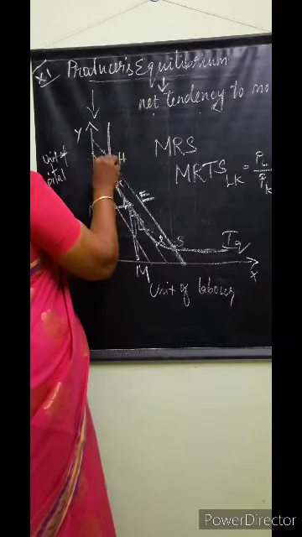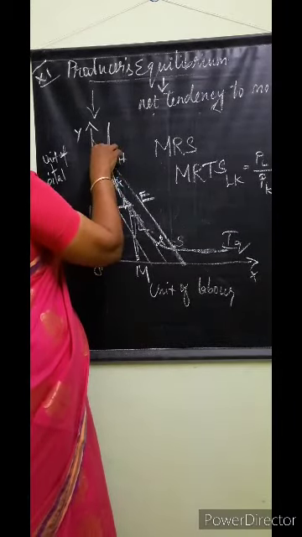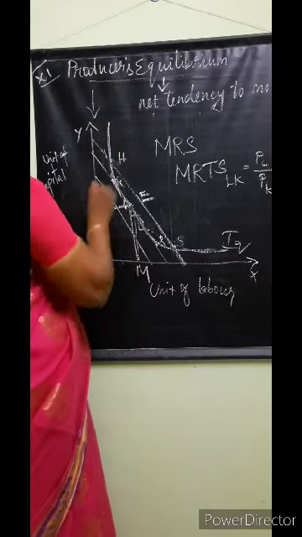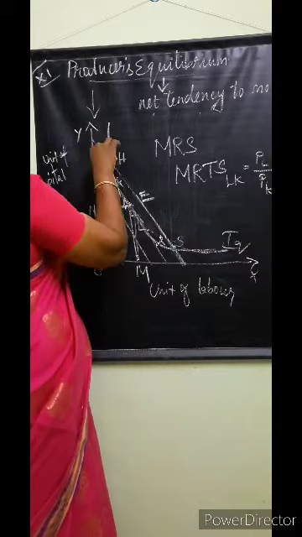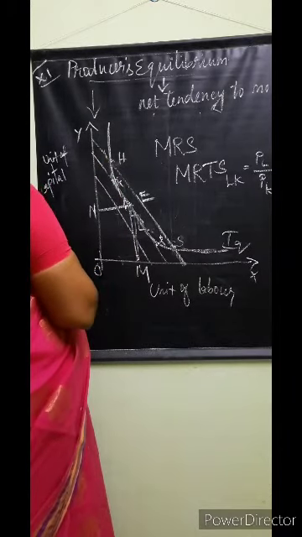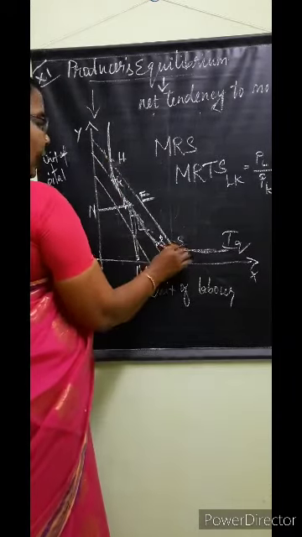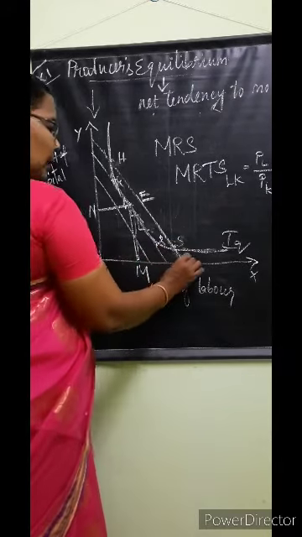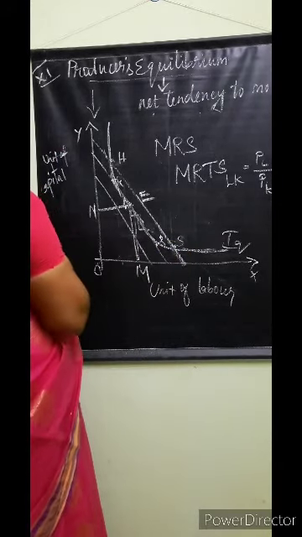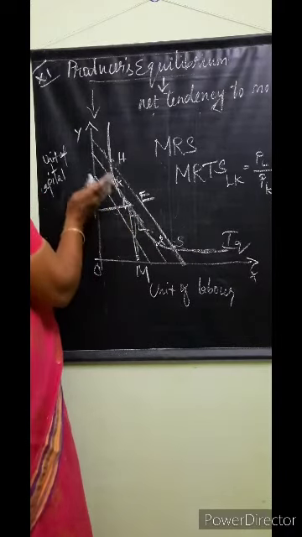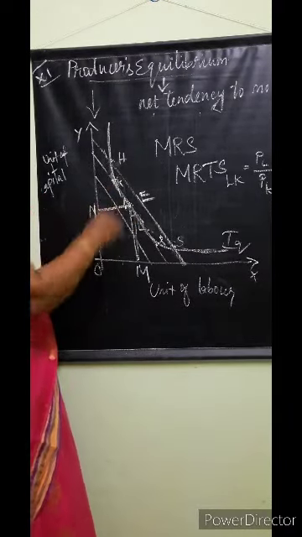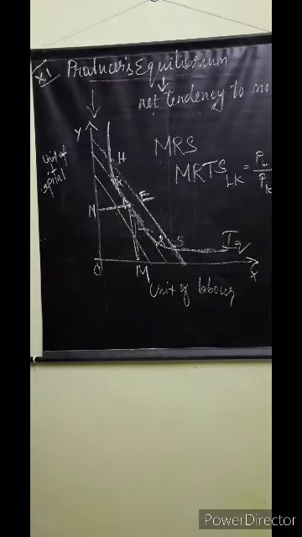Why? Because here we are giving much importance to labor, least importance to capital. Sorry, much importance to capital, least importance to labor. If you take this point, we are giving much importance to labor, least importance to capital. So the combination of the two factors should be equal. Only then we will get the equilibrium point. Do you understand, girls? This is producer's equilibrium.